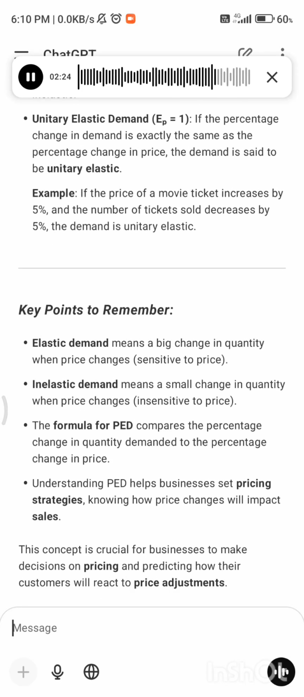Key points to remember. Elastic demand means a big change in quantity when price changes, sensitive to price. Inelastic demand means a small change in quantity when price changes, insensitive to price. The formula for PED compares the percentage change in quantity demanded to the percentage change in price. Understanding PED helps businesses set pricing strategies, knowing how price changes will impact sales. This concept is crucial for businesses to make decisions on pricing and predicting how their customers will react to price adjustments.